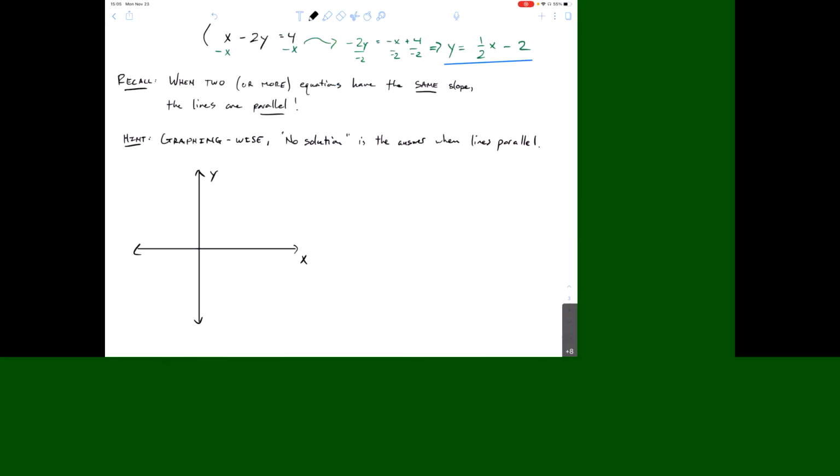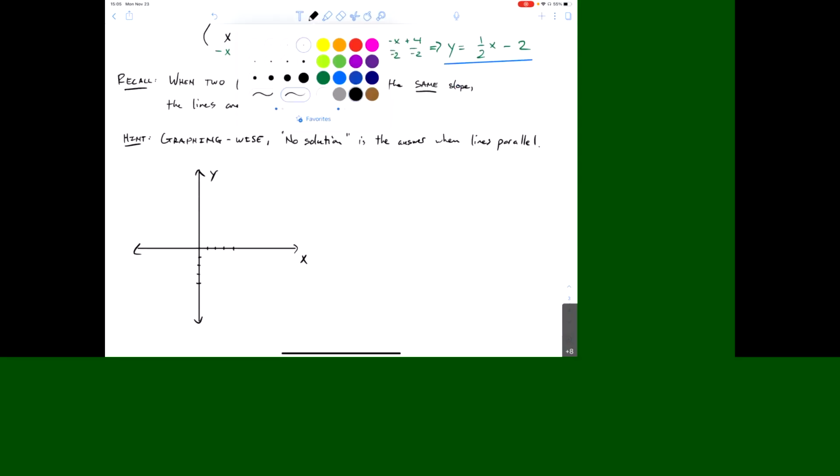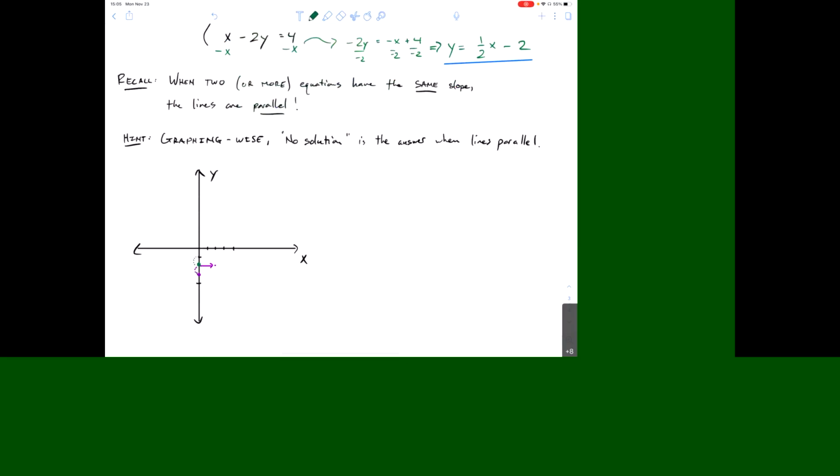Parallel lines never cross. So let me just draw you a little graph really quick so you can have it for reference. The purple one was at -3, and up 1 over 2, up 1 over 2. And the green one was at -2. Same thing, up 1 over 2. There we go, as long as I don't mess up these pictures. There's your first line, that was green.